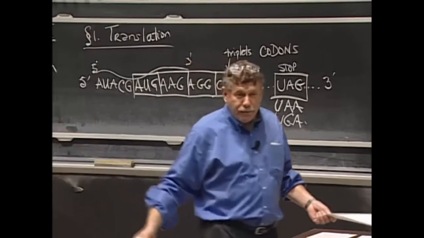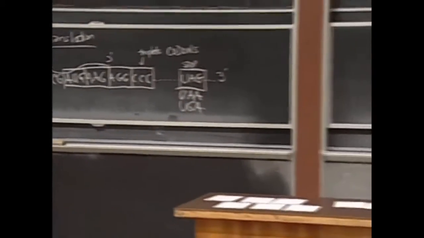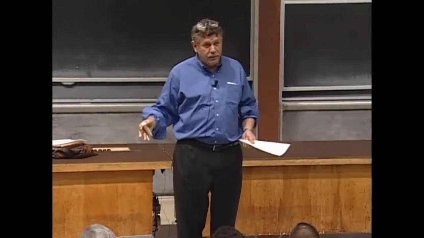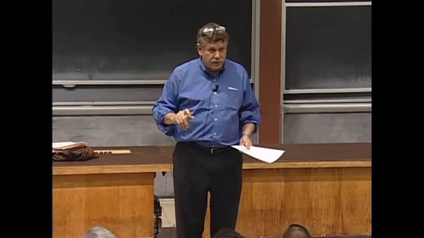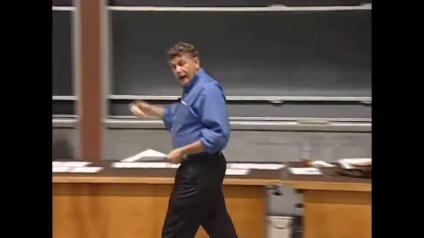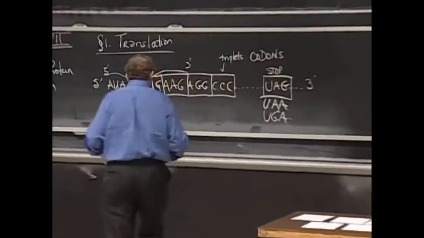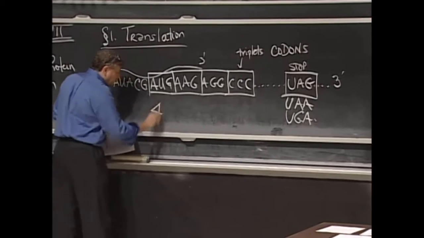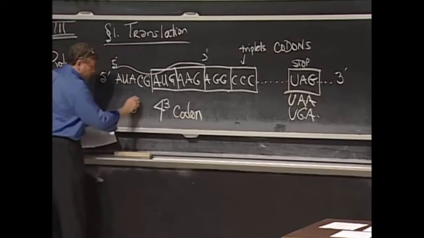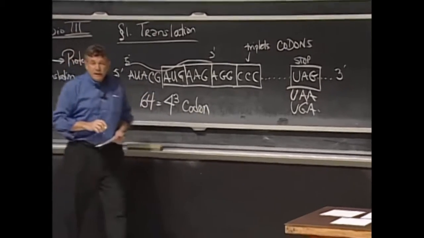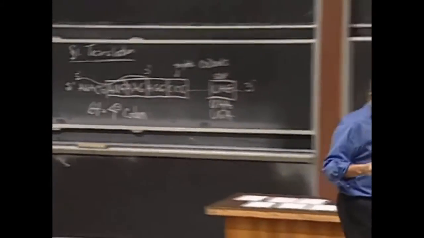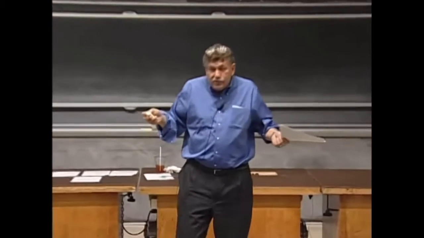What do you do for a given triplet? You look it up against the table. How many triplets are there? How many 3-letter words are there with the 4 nucleotides? 4 to the third, 64 possible words. I've used up 3 of them to be stop, so there are 4 to the third possible codons. That's 64. 3 stops. The other 61 possible codons specify an amino acid. That's it. There's a lookup table.